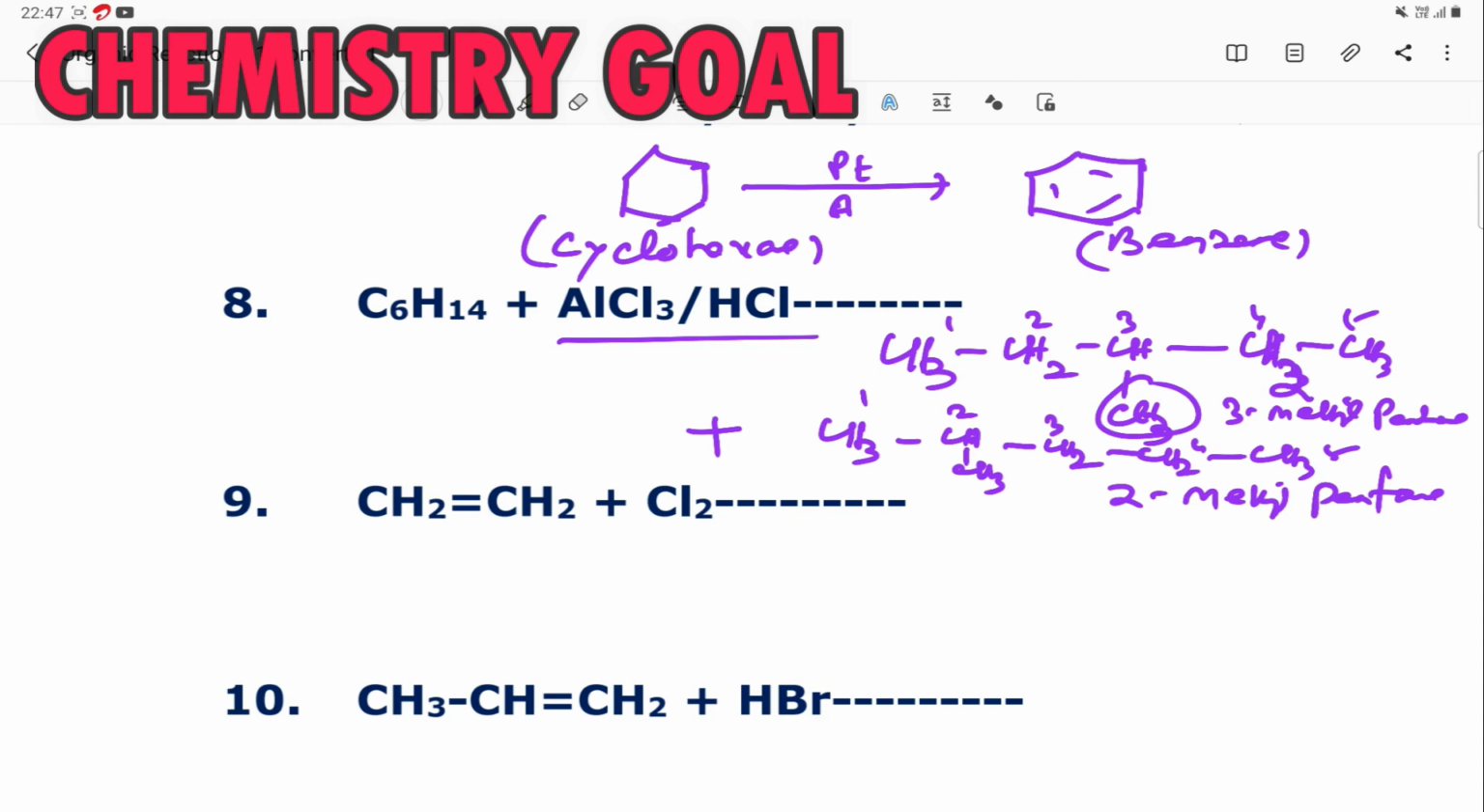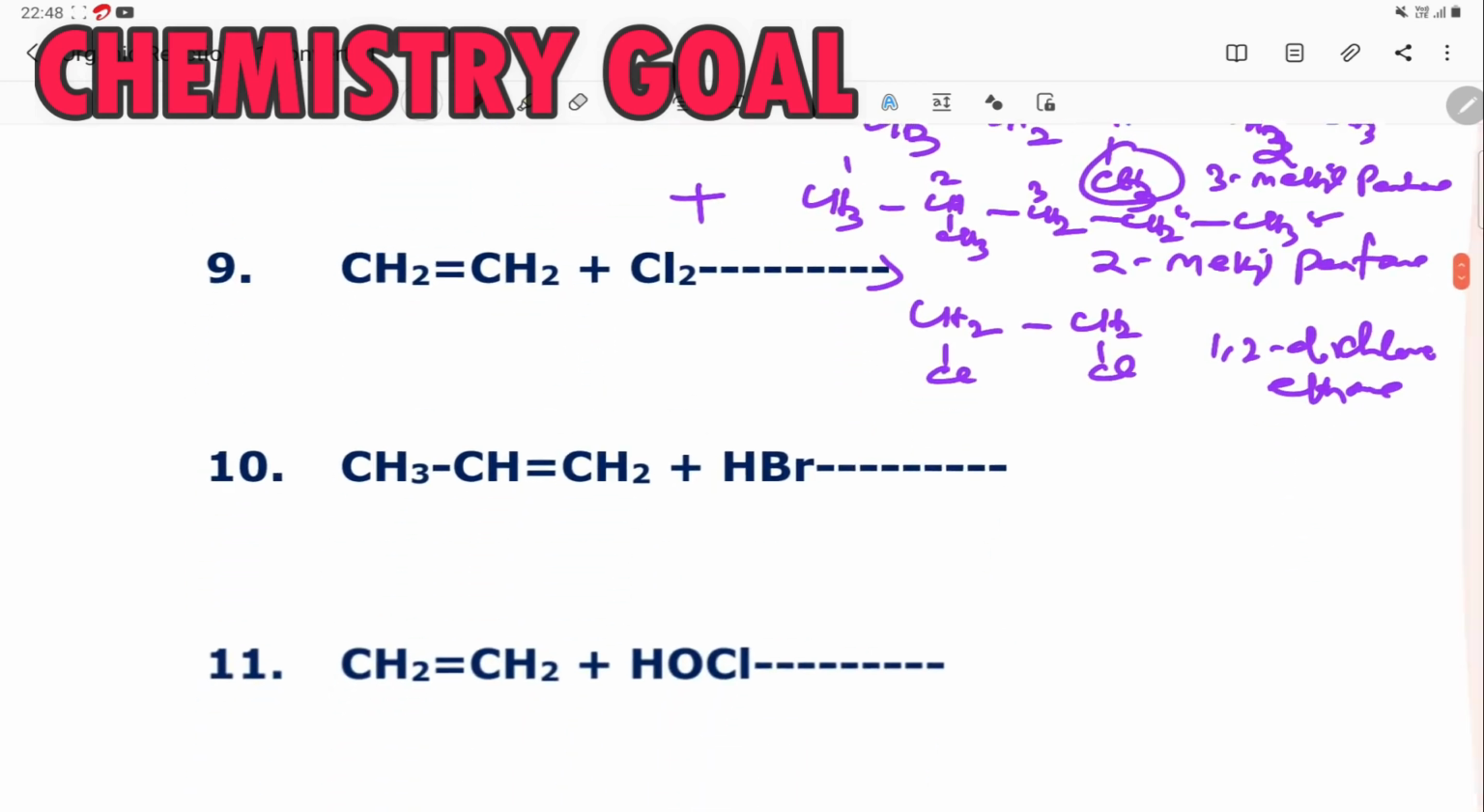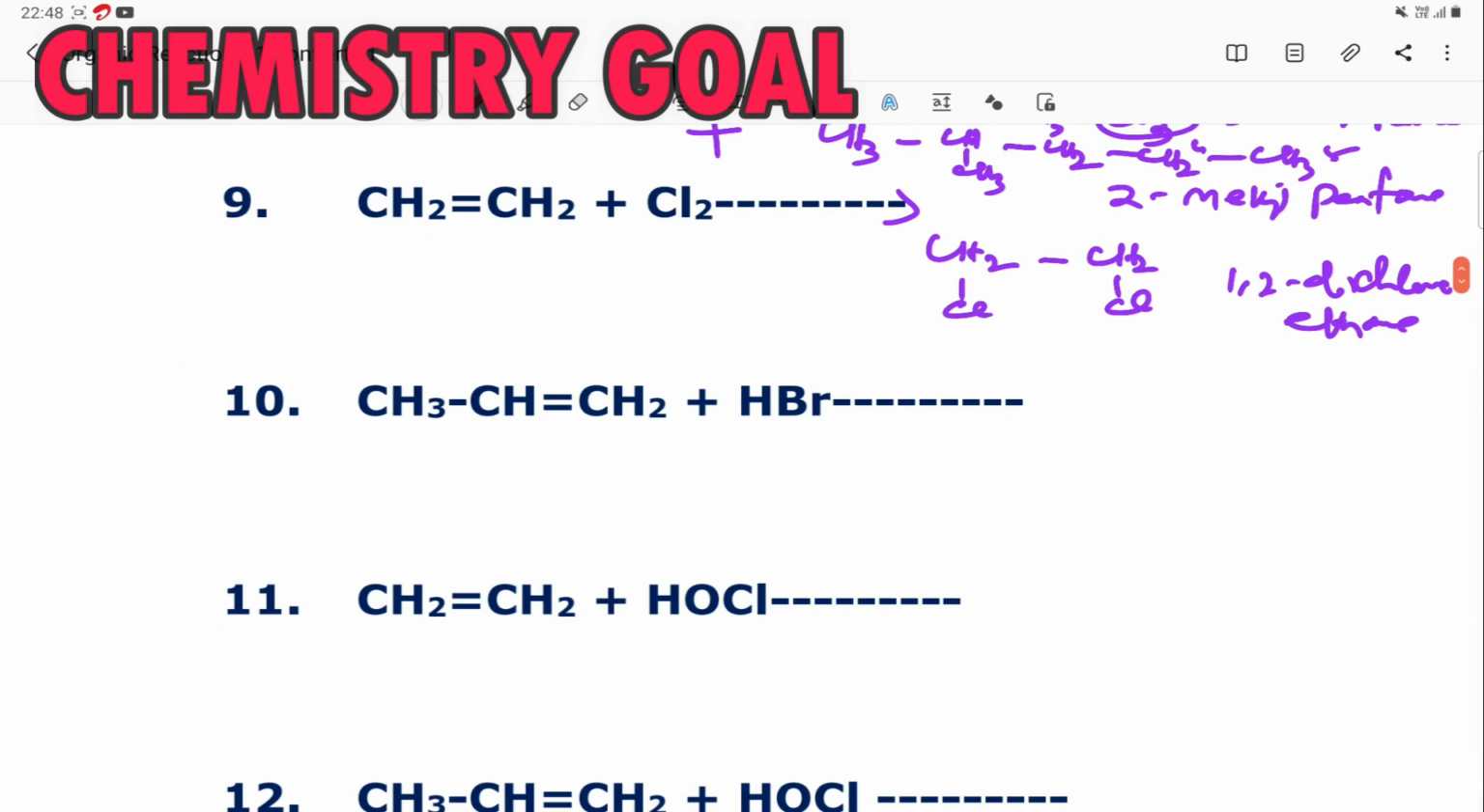Here that is reaction 9, ethene reacts with chlorine. Here it undergoes an addition reaction. The product is CH2Cl single bond CH2Cl. Okay, 1,2-dichloroethane will be formed.